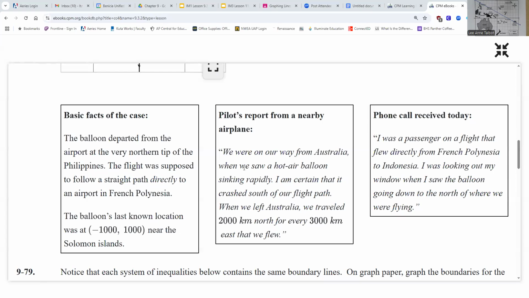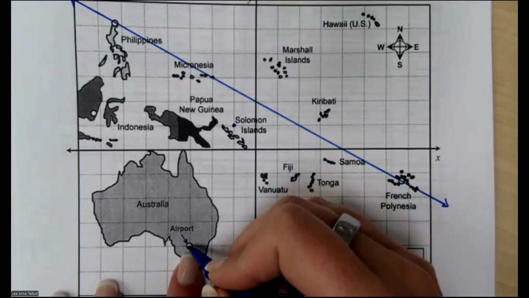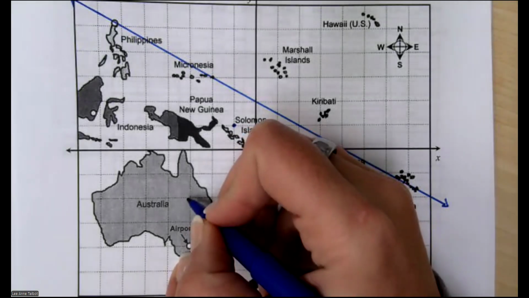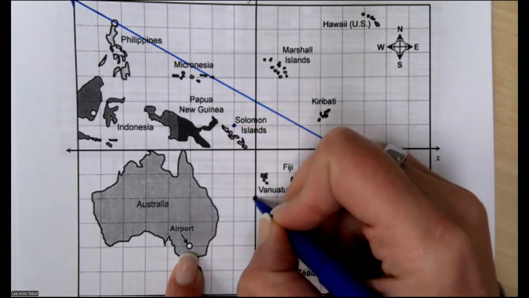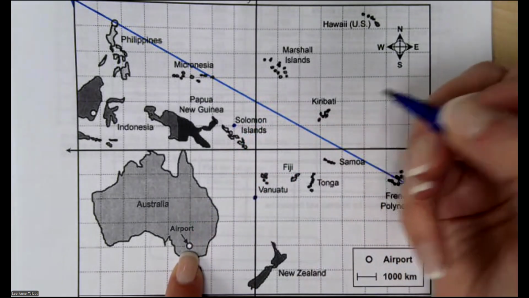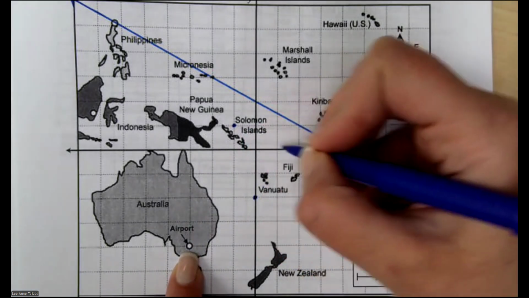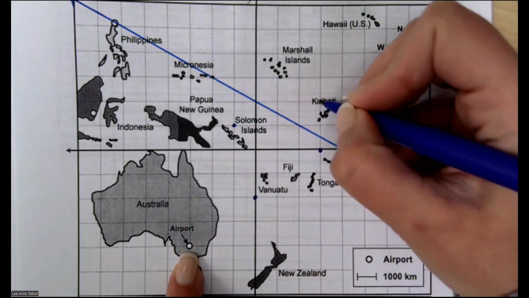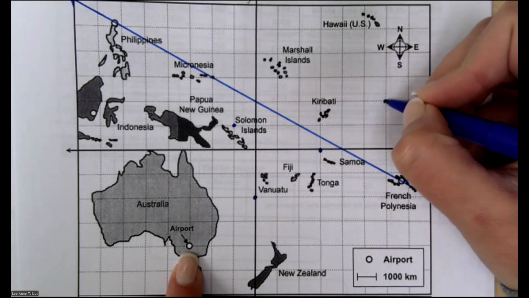We were on our way from Australia when we saw a hot air balloon sinking rapidly. I'm certain that it crashed south of our flight path. When we left Australia, we traveled 2,000 kilometers north for every 3,000 kilometers east that we flew. Okay, can you guys find the airport in Australia? And then they flew 2,000 kilometers north for every 3,000 2, 3, 2. Oh, hey, there's Kiribati.